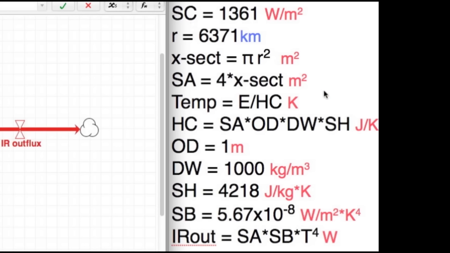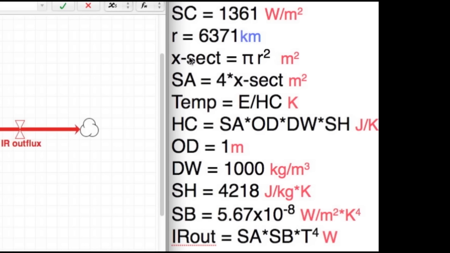I've given you all your units in red, except for one. And the reason for that is it's a different flavor than all my other units, which use meters for distance. The radius of the Earth-like planet, 6,371 kilometers, is going to have to be converted over into meters before we can use it.